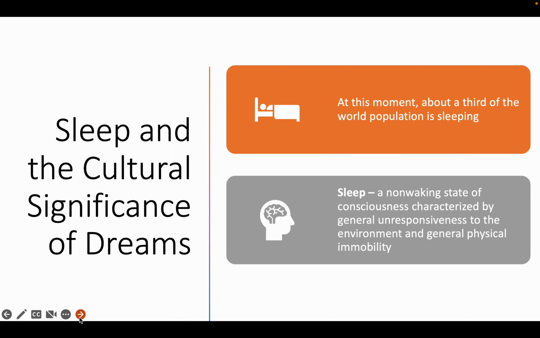We also have some cultural significance when it comes to sleep and dreams. At this exact moment, about a third of the world population is sleeping. What this means is that at any moment in the 24 hours, a third of the population is sleeping. Now, when we talk about sleep, we're talking about a non-waking state of consciousness that's characterized by general unresponsiveness to the environment, as well as general physical immobility.